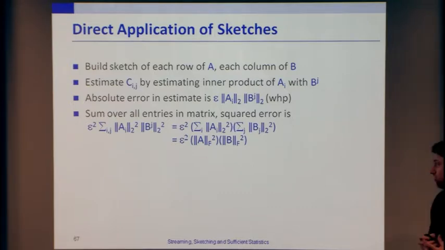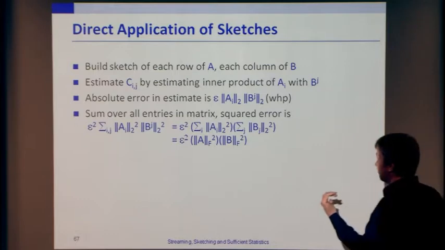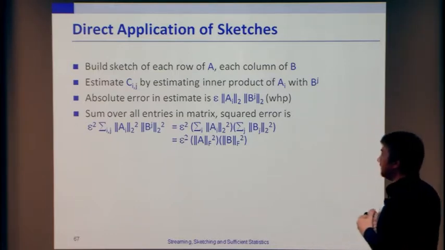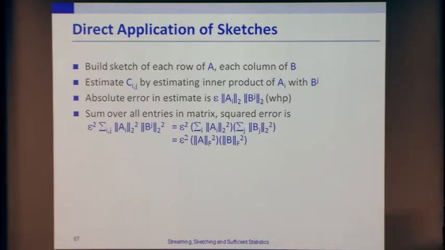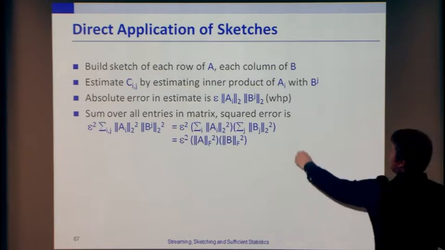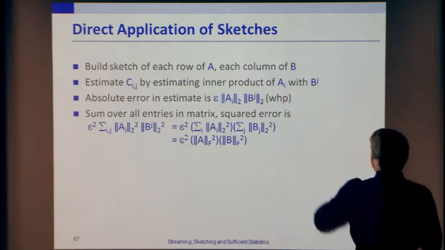So what's the first thing you can try? The first thing you can try is to say, well, I could just build a sketch of every row of A and a sketch of every column of B, and estimate the ijth entry of the matrix C by using that inner product of the sketch of the ith row and the jth column.